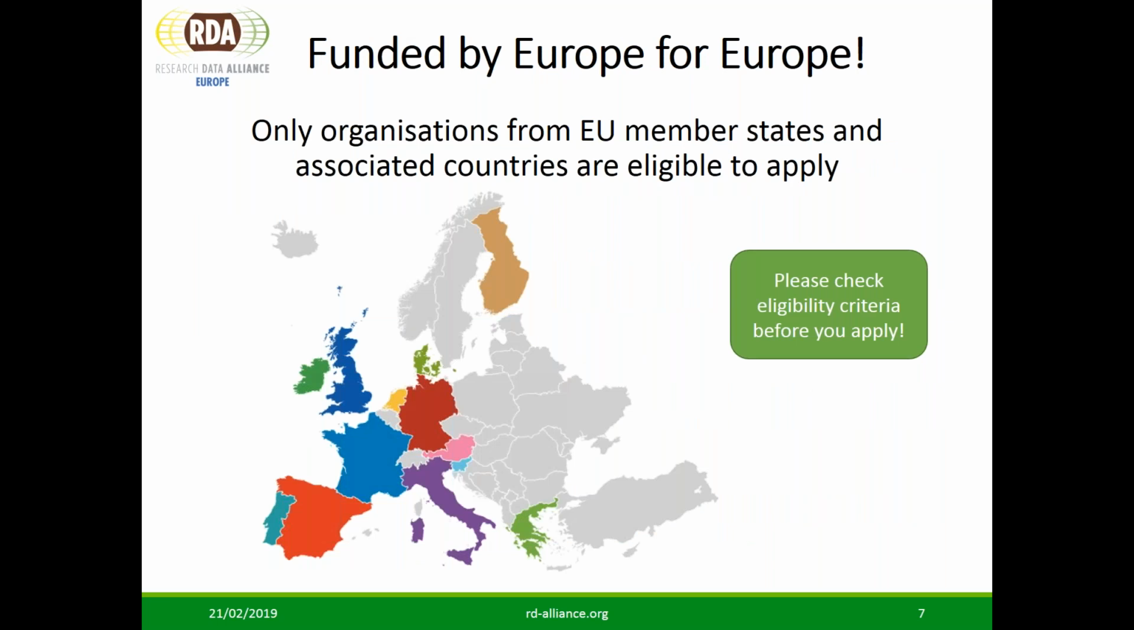Now, one thing I want to flag about the RDA Europe project is that it is supported by the European Commission, and it's for organisations within EU member states and associated countries. And we have on various schemes had applications that unfortunately we've had to discount because they're ineligible. So I would encourage people to check the eligibility criteria before they apply. I don't want you to waste your time putting in a really great proposal and then find that you're in the States or you're in Africa and actually we can't support you.